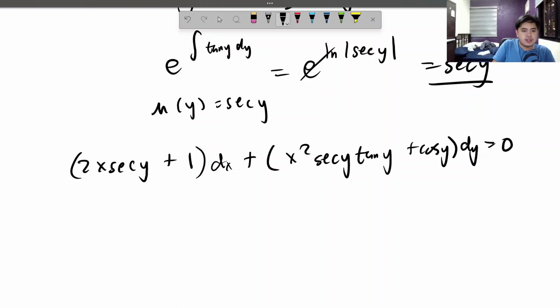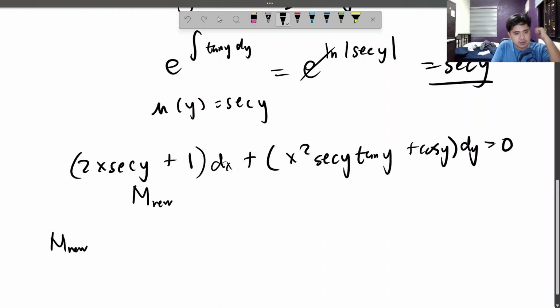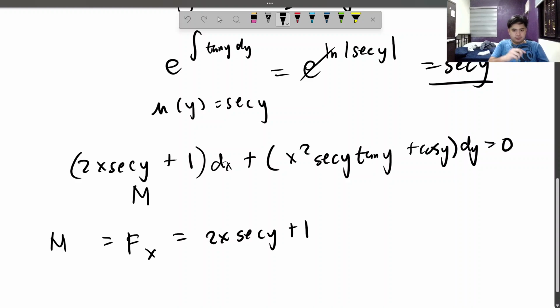So this is M, well, M new. Let's just call it M. Let's just call it new M, just M, right? So M new is equal to F new. I don't know. Let's just say it's M. Another M. So this is M. We know M is F with respect to x, which is equal to 2x secant y plus 1.